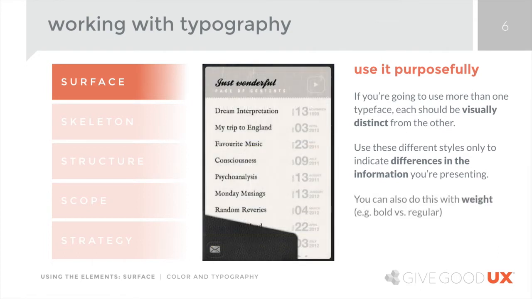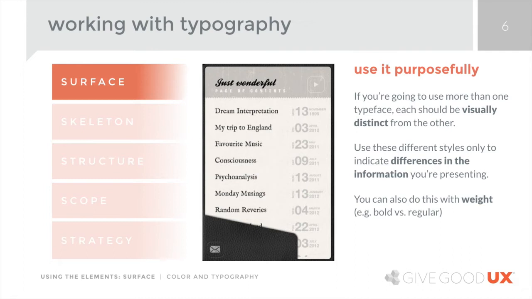Now, the same thing can also be done with font weight, bold versus regular fonts. In this example, you can see that there are several differences in font weight that communicate the hierarchy of information. Just Wonderful is all the way at the top, and that's your core heading. And it's very separate from the categories that appear below it. Dream Interpretation, My Trip to England, Favorite Music. Okay, and off to the right, we have very gray, subtle, almost faint dates that are associated with those things. So the weight of the font, the visual weight, is what allows us to discern between one type of information and the next.